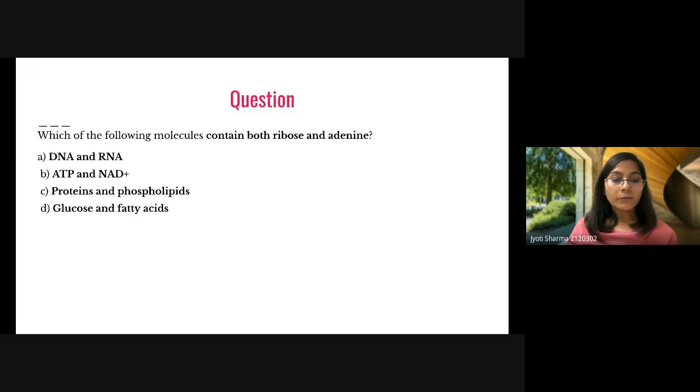Okay. Which of the following molecules contains both ribose and adenine? DNA and RNA, ATP and NAD, protein and phospholipid, glucose and fatty acid. That has both ribose and adenine. So ribose is the sugar, adenine is the nitrogenous base. So which molecule has both these things, ribose and adenine?